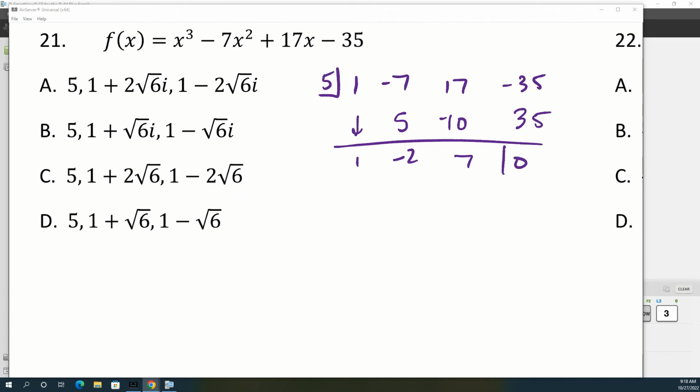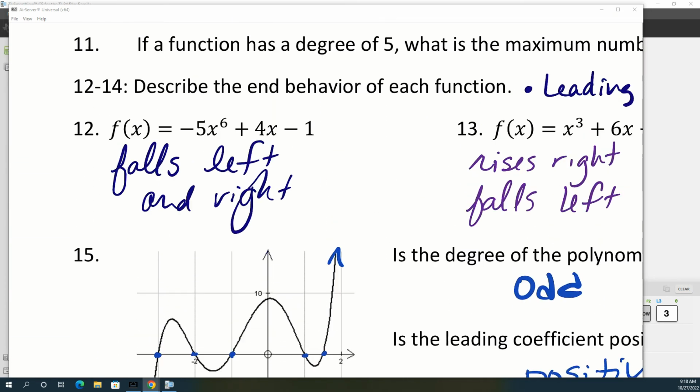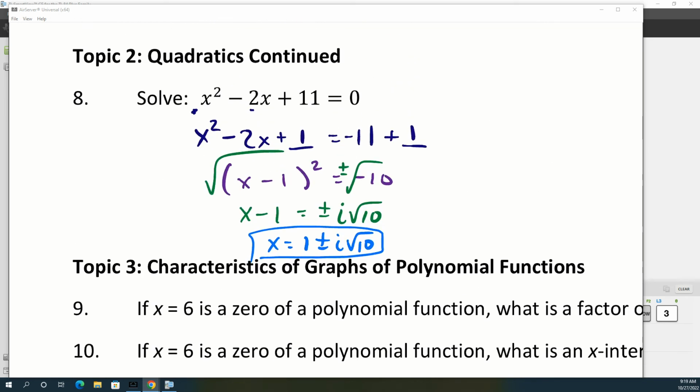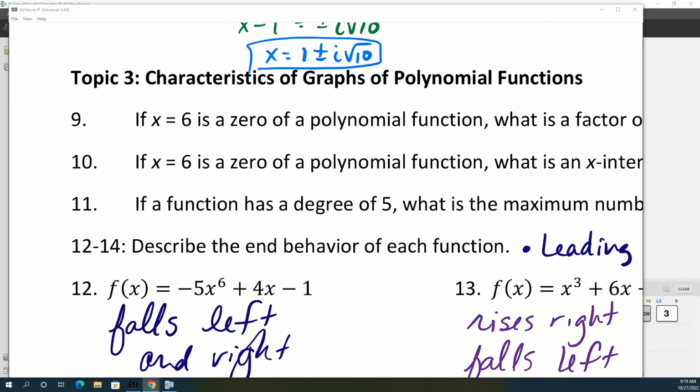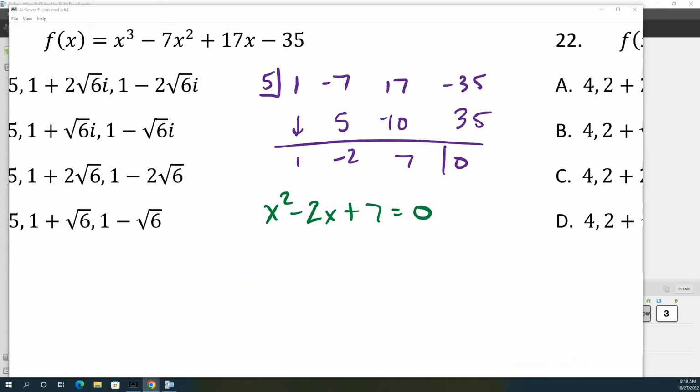All right, and then that leaves you with a depressed polynomial that we can solve. Now, it's not going to factor, and you can look at your answer choices and know that it's not going to factor. When it factors, your answer choices are like 2, -5, or whatever. So we're going to solve this one similarly to what we did on number 8. It's very much like number 8, actually. Or if you don't like completing the square, you can do the quadratic formula. It's up to you.